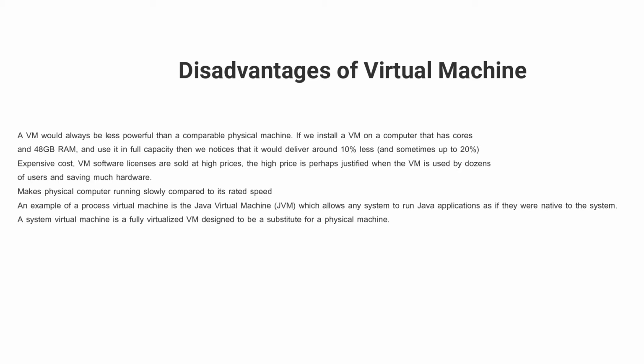An example of a process virtual machine is the Java Virtual Machine, JVM, which allows any system to run Java applications as if they were native to the system. A system virtual machine is a fully virtualized VM designed to be a substitute for a physical machine.